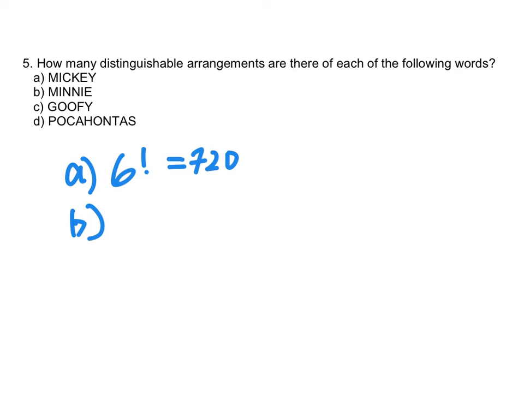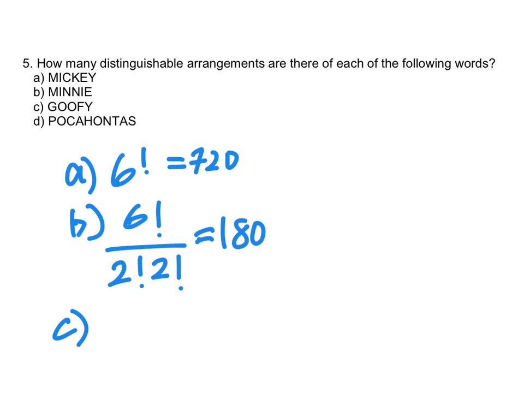Minnie, however, is a little bit different. So Minnie also has 6 letters. However, there are some repeat letters. So there are multiple N's. So there are 2 N's, so we're going to divide by 2 factorial, and there are 2 I's, so we're going to divide by another 2 factorial. And that's equal to 180.